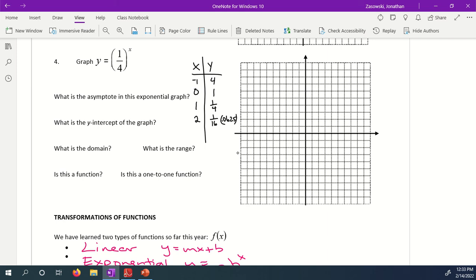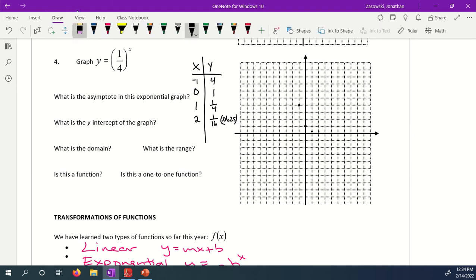So at -1, we're at 4. At 0, we're at 1. At 1, we're at 1/4. And then we're already getting super close to the x-axis there. And then we can draw in our curve for ourselves. So let's just make this blue so it's easier to differentiate. All right, and then we can draw our curve.